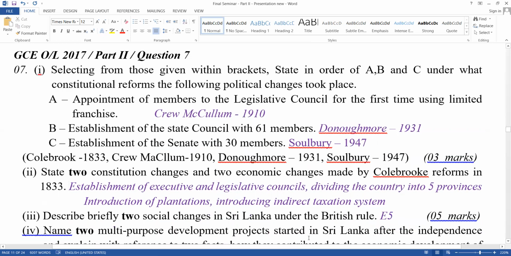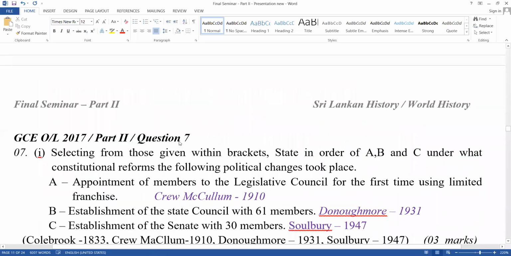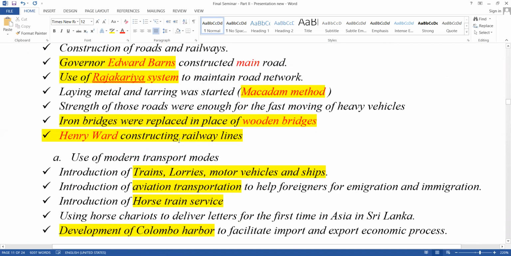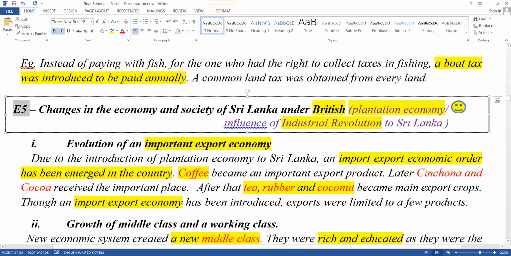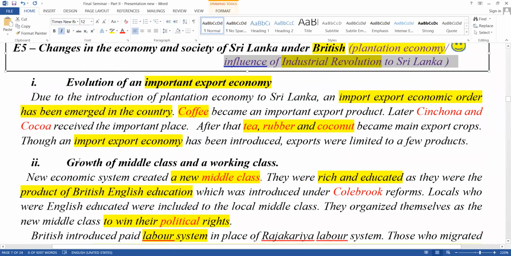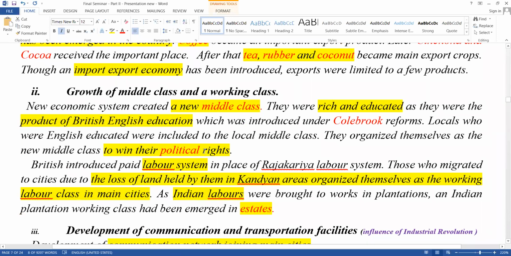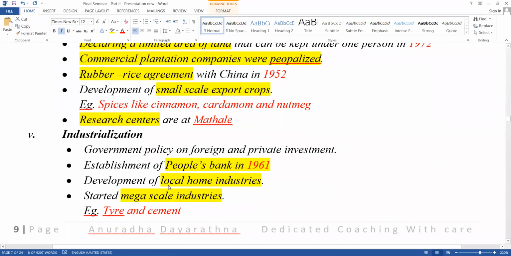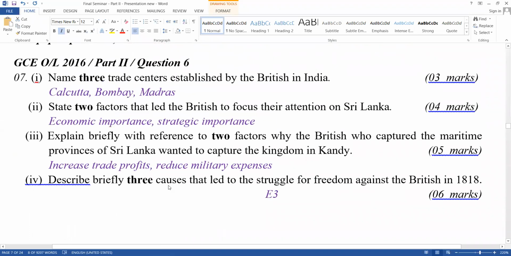Third question. Describe briefly 2 social changes in Sri Lanka under British rule. Two social changes: birth of the labor class and birth of the middle class. E5 is the answer, the model answer. Now, what is this E5? That also you should know. E5 means this one. I have given an E number for every model question. See E5. Here, the social changes are the growth of the middle class and the working class. So the number of the model answer is E5, and that's what we are writing here.